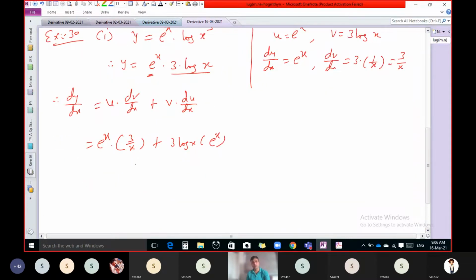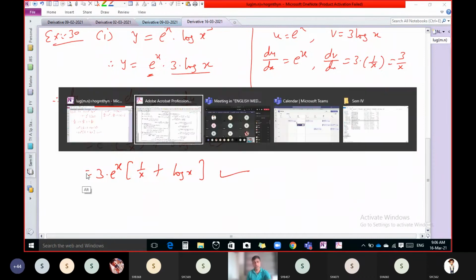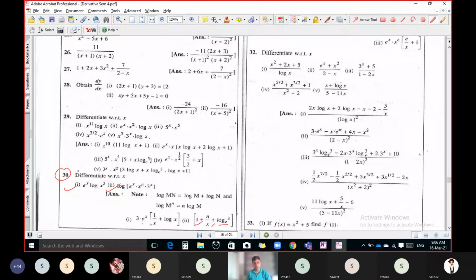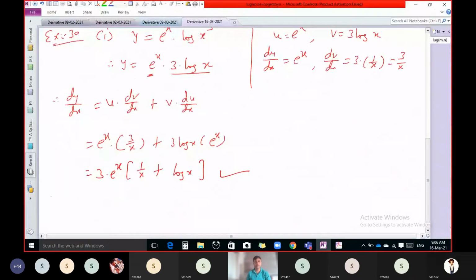Or you can take e raised to x as well as 3 common. So you can take 3 into e raised to x common. Then here we get only 1 upon x and here we get log x. So this is my final answer: 3 into e raised to x in bracket, 1 upon x plus log x, or you can write log x plus 1 upon x, it's the same thing.